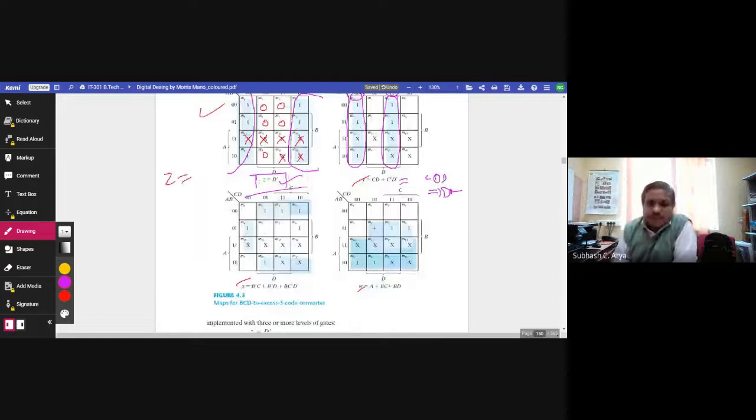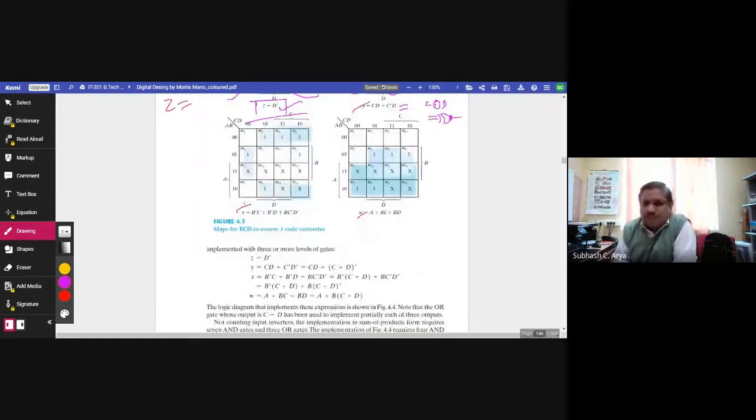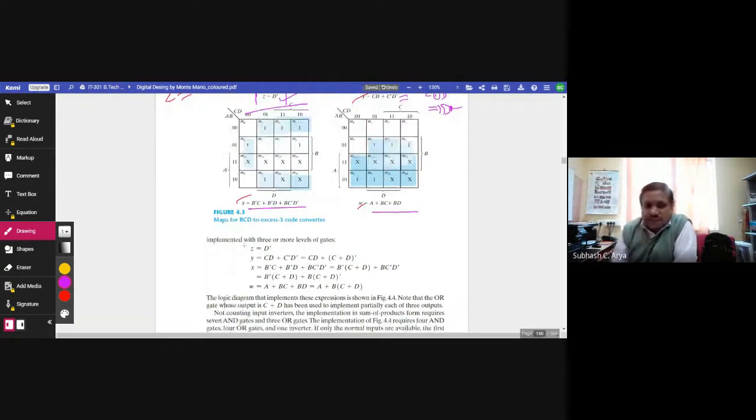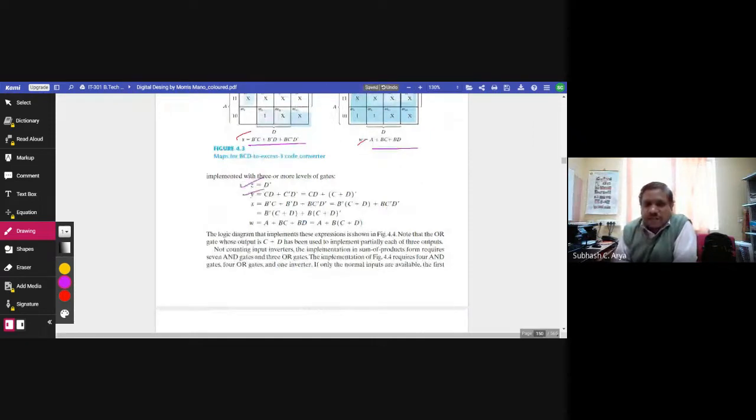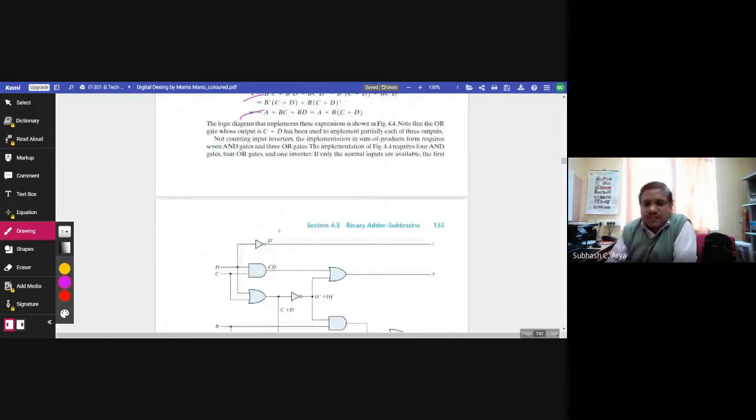Now next, what is X? You fill up the information and simplify for X. Fill up the information for W and simplify the Boolean expression. So you get here Z is equal to D bar, Y is equal to CD plus C bar D bar, which is another way of writing it using the exclusive-NOR, and then X and W. And after that, realize the circuit.